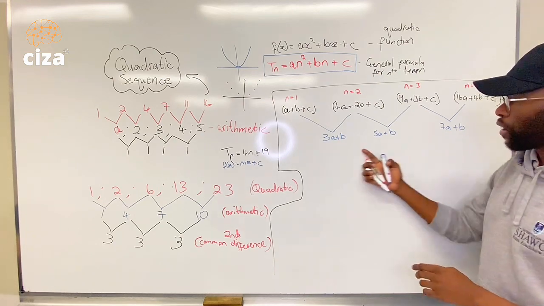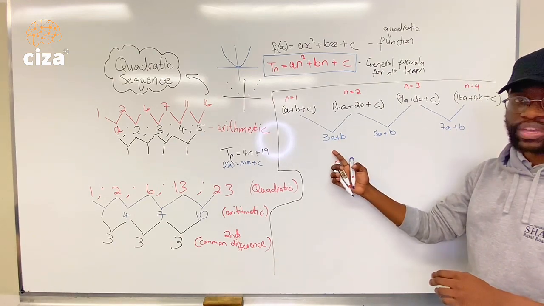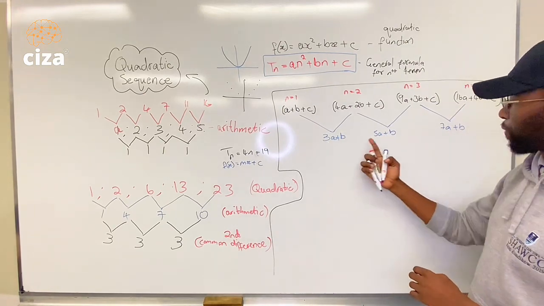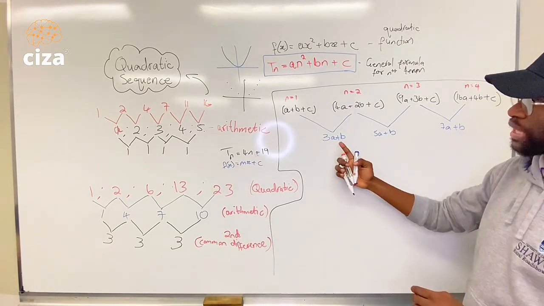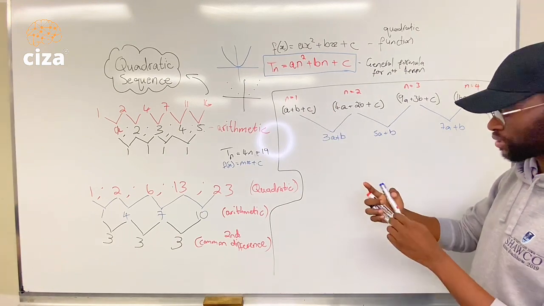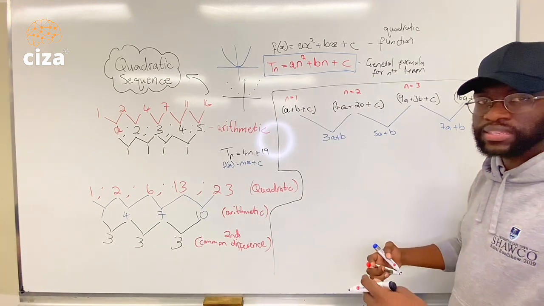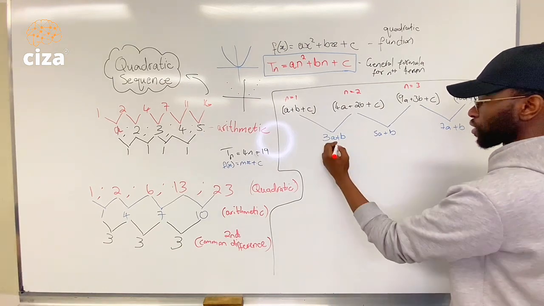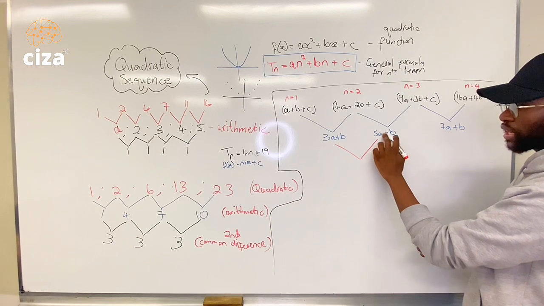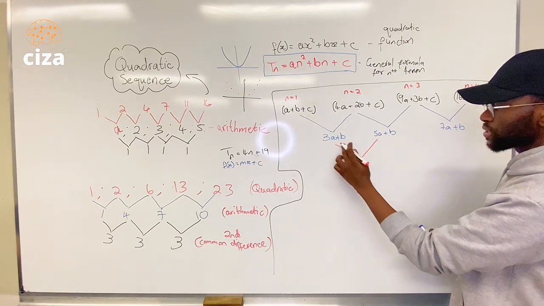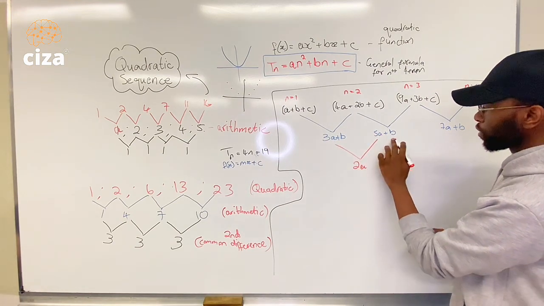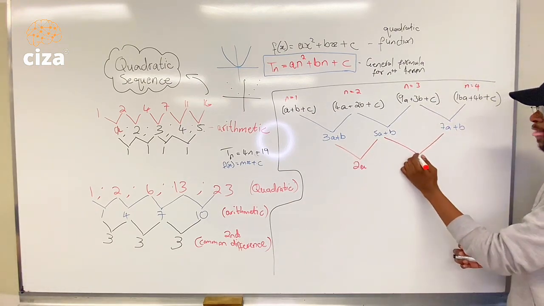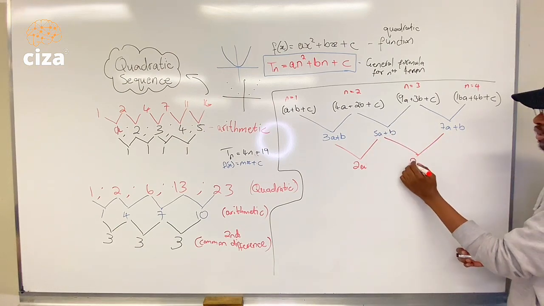These are our first differences, and we can see that there is no way that these are the same. So we know that this is not an arithmetic sequence. But let's find the second difference and see if that one will be common. We take the following term and subtract the previous term. 5a minus 3a gives us 2a, b minus b gives us 0. So we have 2a there. And 7a minus 5a is 2a.